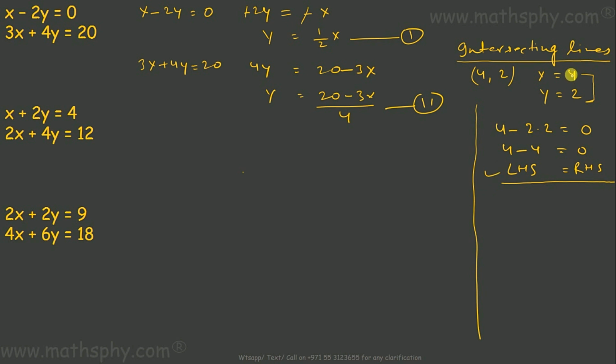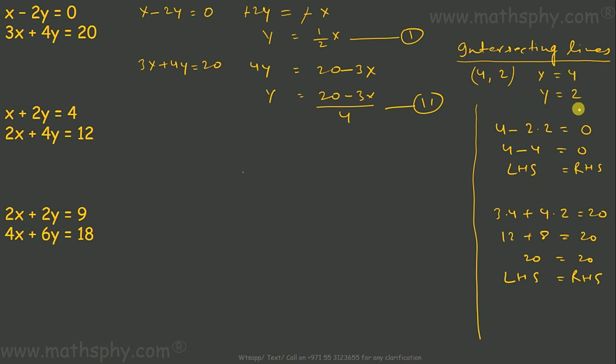Let's replace 4 and 2 in this equation also. 3 into 4 plus 4 into 2 equals 20. 3 into 4 is 12, 4 into 2 is 8, so 12 plus 8 equals 20. 20 equals 20, which means left hand side is equal to right hand side. Now the interpretation of intersecting lines. The point of intersection here is x is 4, y is 2.